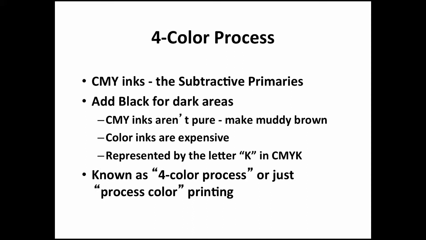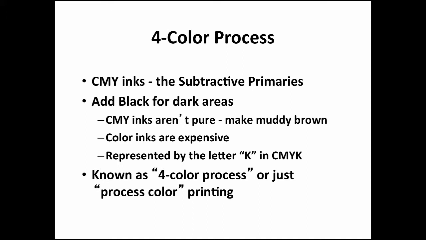Another reason why black was added is that the three colored inks, CMY, are much more expensive to produce. It's much cheaper to produce black ink. So rather than trying to make dark areas out of a combination of all three colored inks, it's much less expensive if you fill those dark areas in with just black ink. In this process, the black is represented by the letter K, and therefore we refer to this process as CMYK, cyan, magenta, yellow, and black.